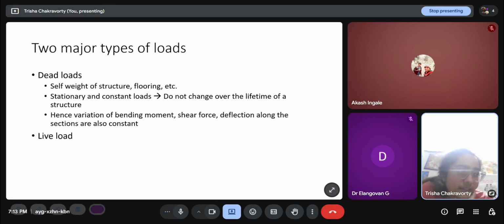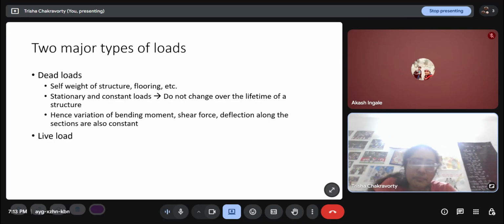So just think about whatever you have done so far. When we were finding out the BMD, SFD or the deflection profile, we had only one fixed loading pattern. We didn't vary the loads, we didn't move the position of the loads. The loads and the boundary conditions we assume to be constant with time. So these are dead loads basically. Dead loads are loads which do not change over the lifetime of a structure. So the methods which we have learned so far are fine for dead loads.